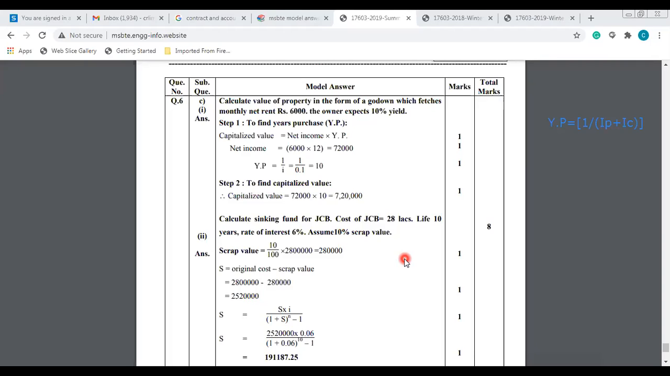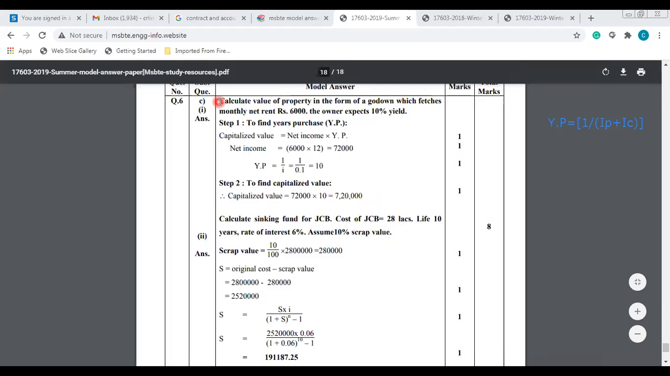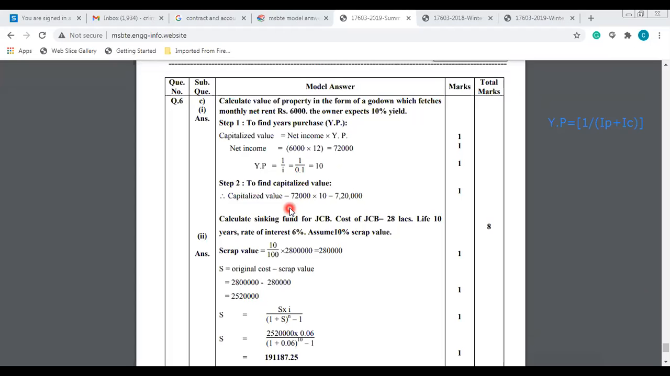Then the next simple problem they have asked is to calculate the sinking fund. I hope you are noting down this problem in your notebook. You have noted it, we proceed to the next one. Calculate the sinking fund for the JCB. Cost of JCB is given as 28 lakh rupees. Life of JCB is given as 10 years. Rate of interest is 6% and 10% is the scrap value.